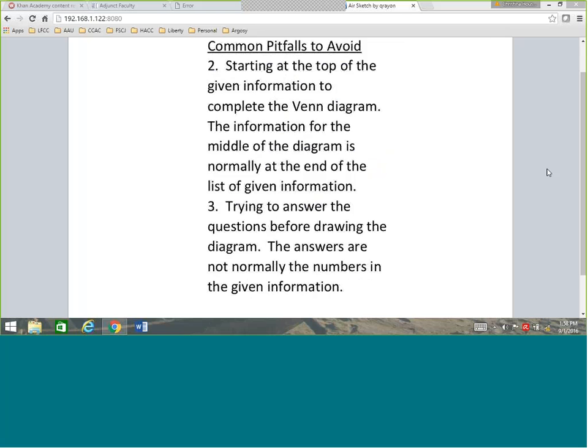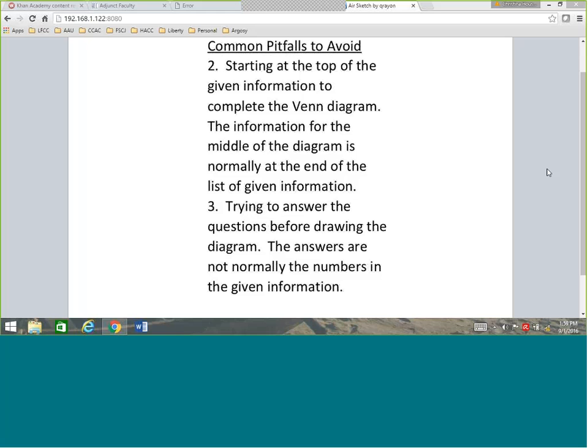So the process is to, after you read the problem, figure out how many circles you need. It's either going to be 2 or 3. I haven't seen anything in the homework with more than that. If you add another circle, you're adding way more regions. So it's really just 2 or 3. Look at the number of subcategories you have in the problem to figure out how many circles you should draw. And then from there, go ahead and label them.